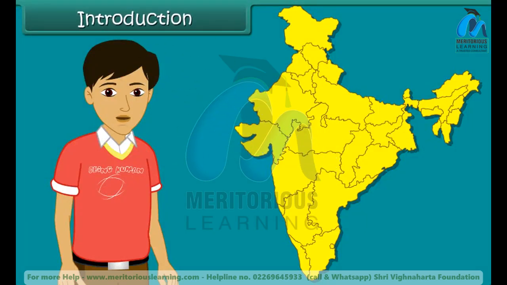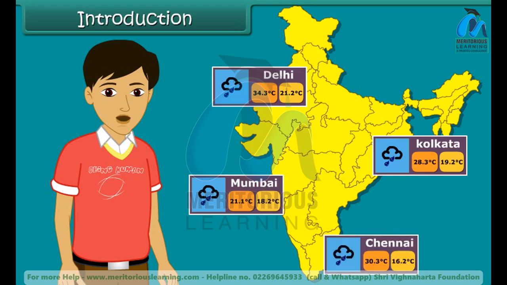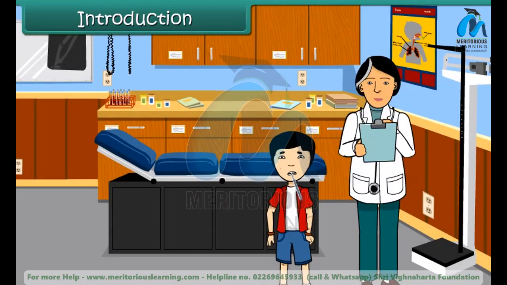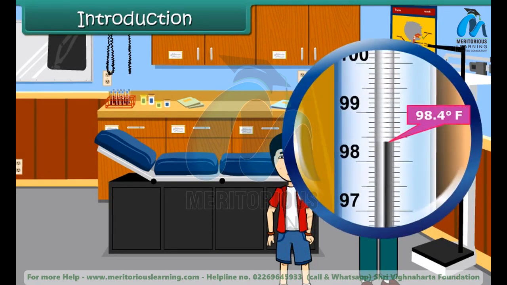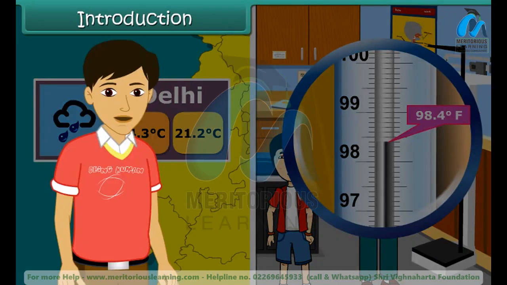Have you seen how the news channels report the maximum and minimum temperatures of a particular place on a particular day? 34.3 degrees Celsius, 21.2 degrees Celsius. When you go for your regular checkup, does your doctor check your body temperature and report it as 98.4 degrees Fahrenheit? The dots you see in these figures are known as decimals, and these figures are known as decimal numbers. In this lesson, let us look at decimal numbers in great detail.